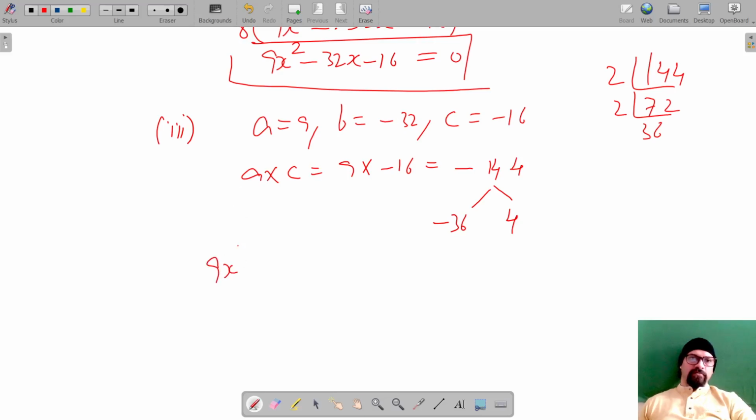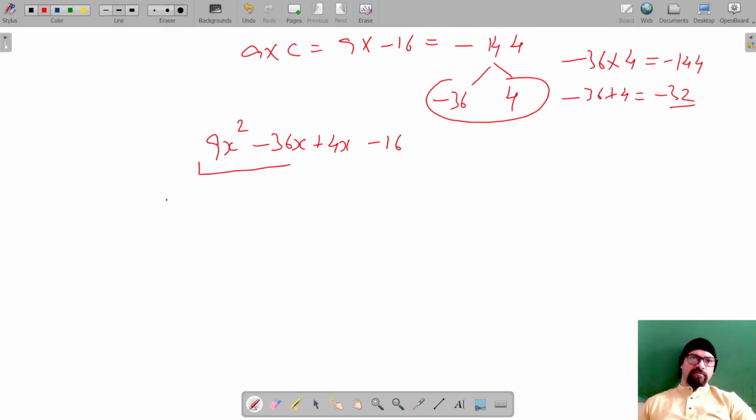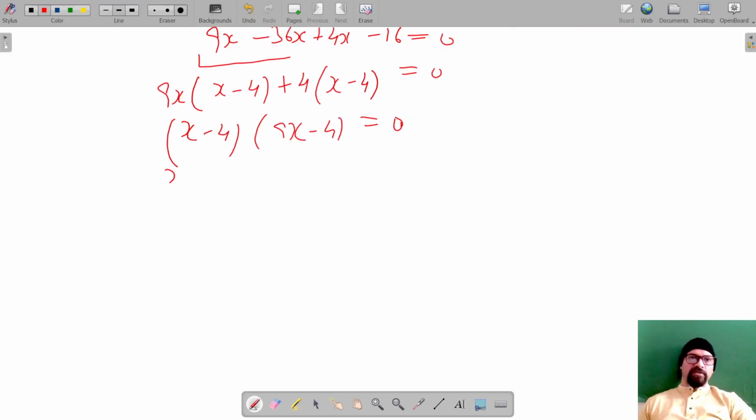So I can split up the middle term: 9x squared, and instead of minus 32x, I'm going to write minus 36x plus 4x minus 16. So minus 36 into 4 is minus 144, and minus 36 plus 4 is minus 32, which is the middle term. For these two terms, the common factor is 9x, so this is x minus 4, and here the common factor is 4, so x minus 4, which is equal to 0. So x minus 4 is common. This is 9x plus 4 is equal to 0. So either x minus 4 is 0 or 9x plus 4 is 0, which gives us x is equal to 4 by 9.